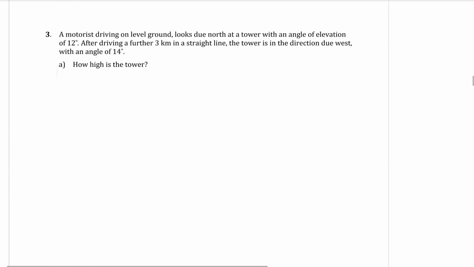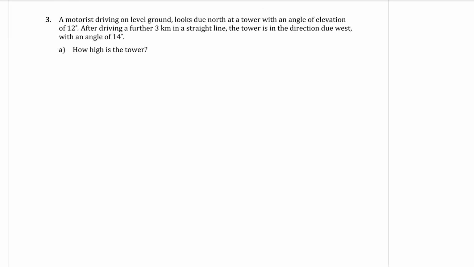Number 3, a motorist driving on level ground looks due north at a tower with an angle of elevation of 12 degrees. After driving a further 3 kilometres in a straight line, the tower is in the direction due west with an angle of 14 degrees. How high is the tower? Okay, first of all, we have to try and draw this. Okay, diagram is essential. So one bit at a time, let's go through it again.